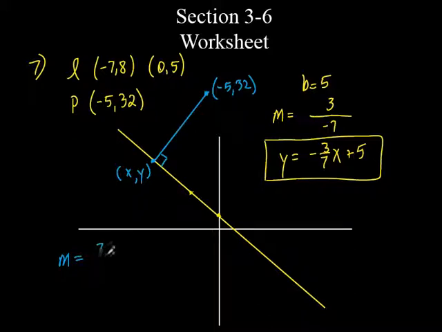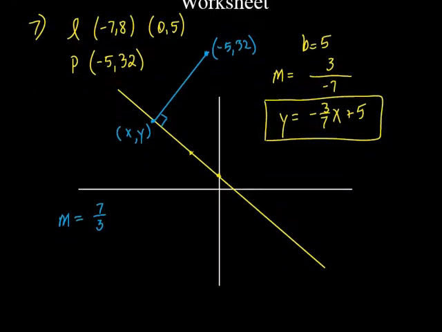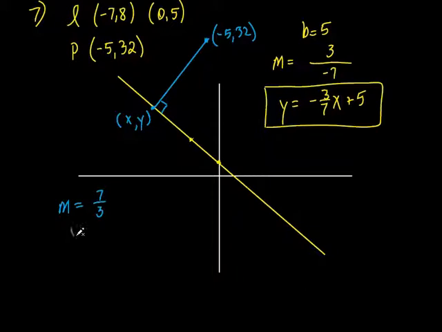7/3. Good. 7 over 3. Now, how did I know that? It's the negative reciprocal of this. Good. Okay, you with me on that? Yeah. So now all I got to do is find the y-intercept. That's going to be a little bit more work, but it's just a little bit of basic algebra stuff. So let's put it into y equals mx plus b.